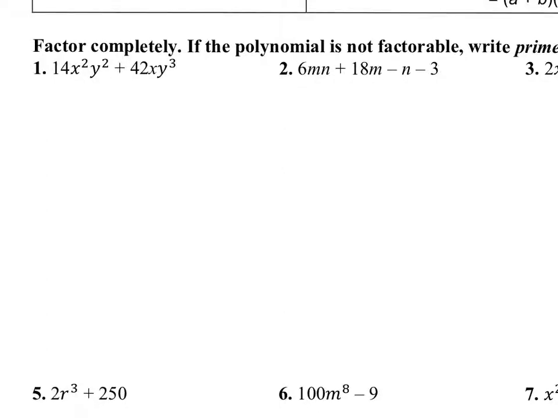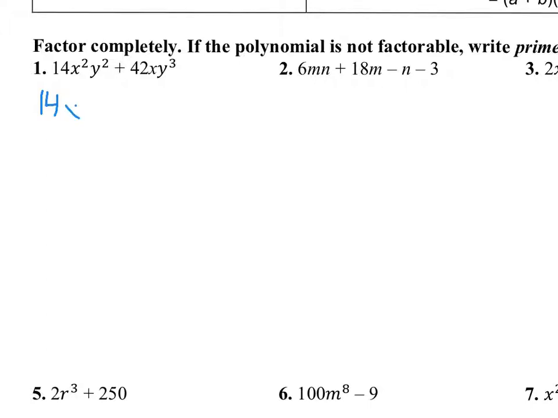In lesson 5.5, we're learning a bunch of different factoring techniques. And then on the back, we're going to solve equations using factoring and the zero product property. So if you look at the top of the notes, the first type of factoring that you should always check for is a GCF. The GCF of 14 and 42 is 14.